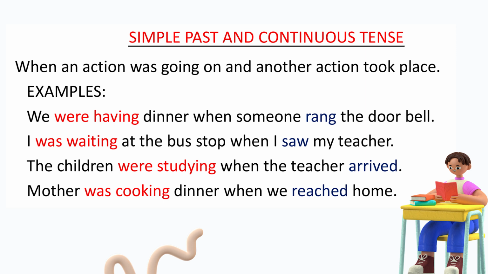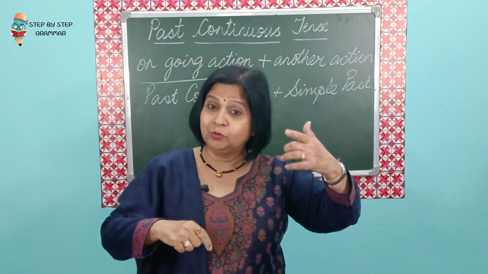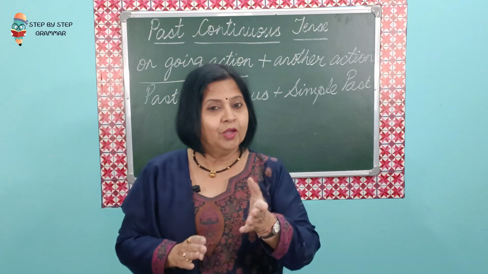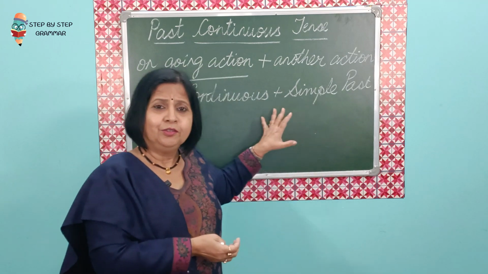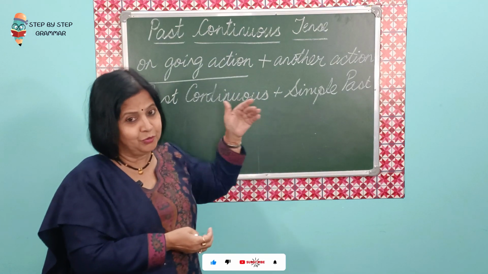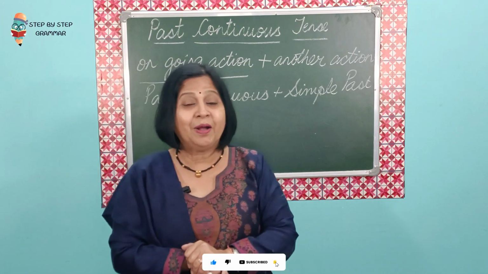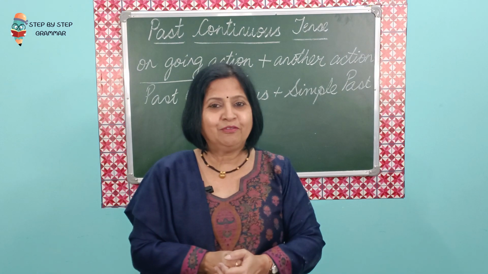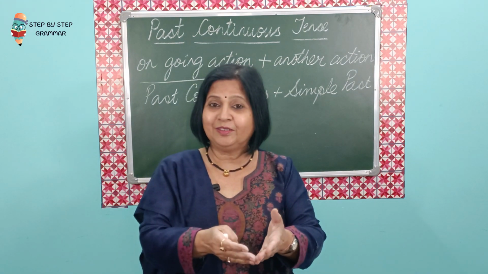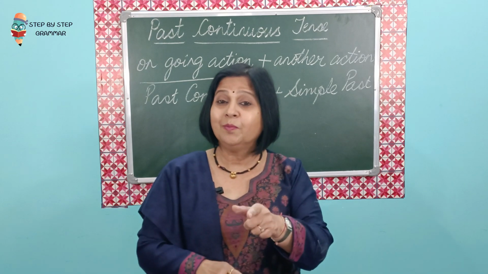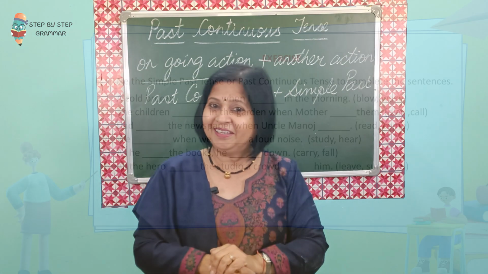Mother was cooking dinner when we reached home. So that action, mother was cooking dinner, was going on when we reached home. So these are two types of past in one sentence only. One continuous and the other simple past. Now let's put this into little application and see what you have to do. You have to read again the sentence properly and then see whether you'll have to use the simple past or the past continuous. So let's begin.